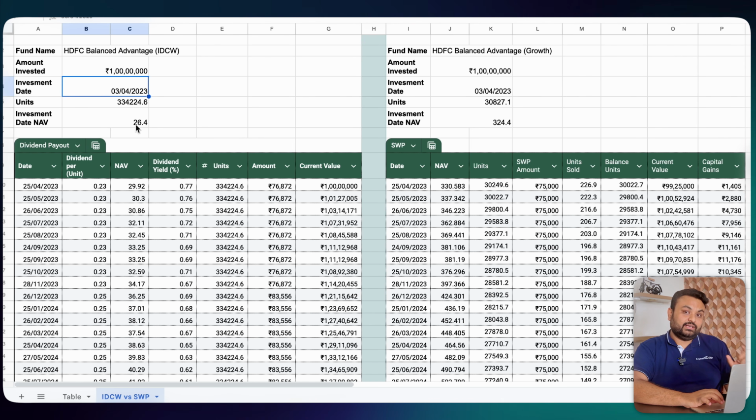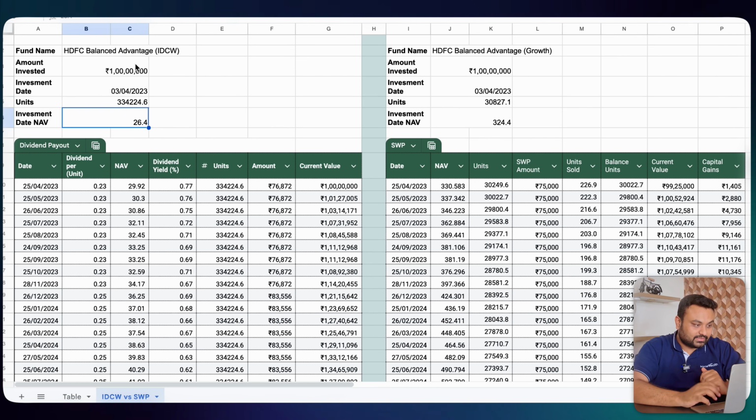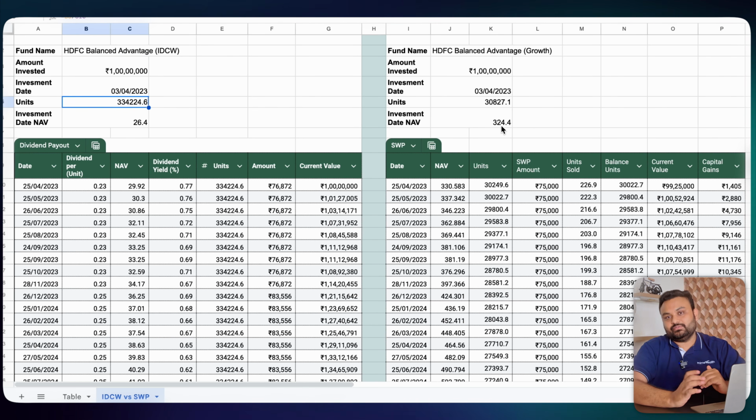Because like I said in the beginning, the NAVs for both of these schemes will be different. So in case of growth, the NAV was 324, and in case of IDCW, the NAV was 26. So on a 1 crore investment into both of these funds, in the first case, because the NAV was less, you got a lot of units, and in the second case, because the NAV was higher, you got fewer units. But it doesn't matter, because at the end of the day, your amount or your growth is going to be the same. So how do you find the current value of any investment?